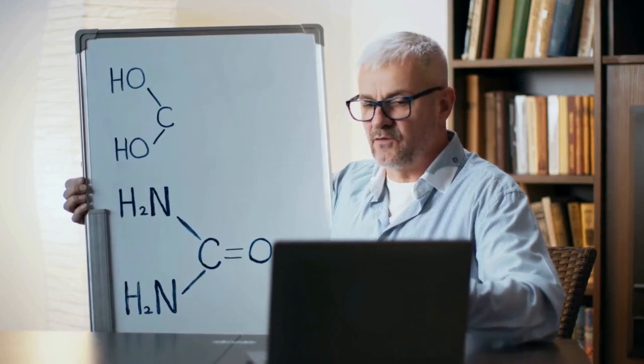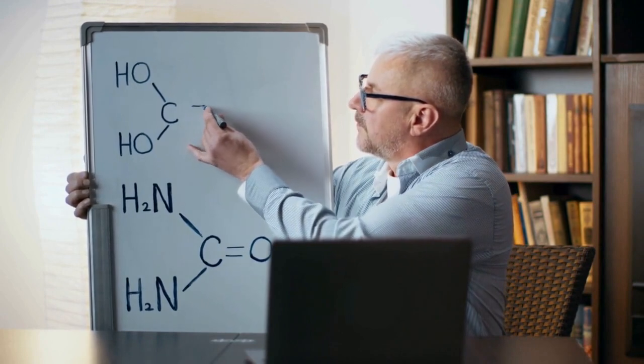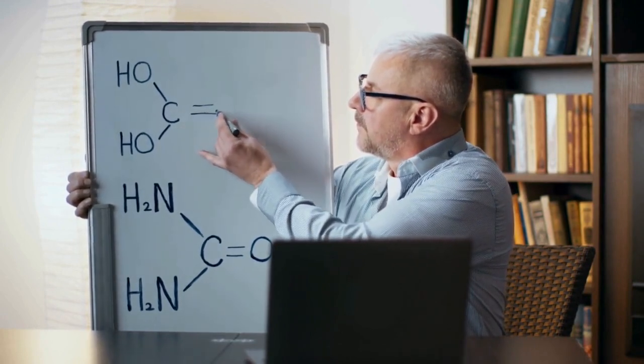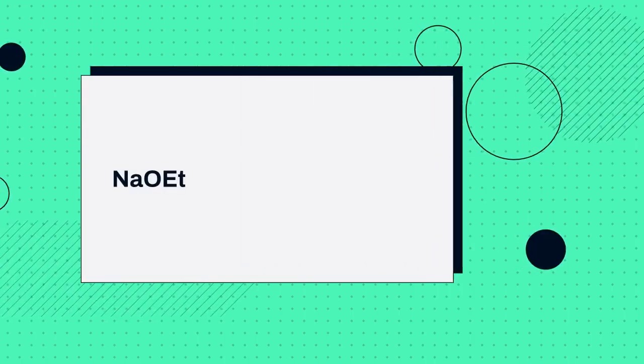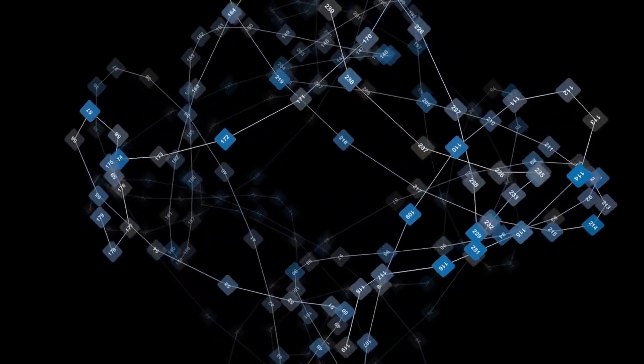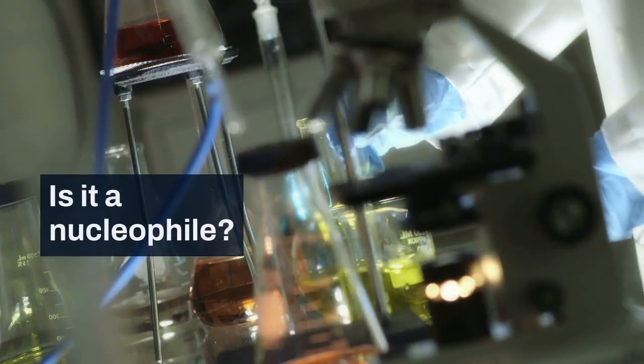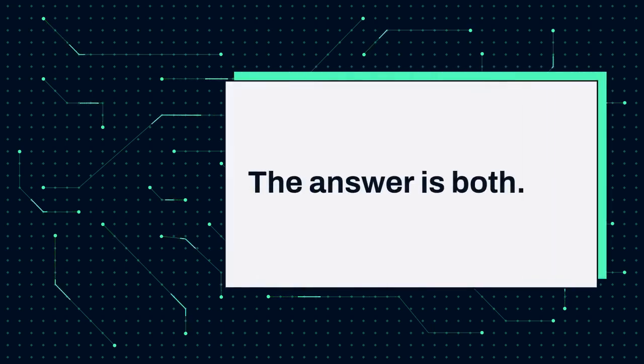Hello everyone and welcome. Today, we are going to demystify a very common reagent you will constantly encounter in your organic chemistry course, NaOEt. You've probably seen it written over a reaction arrow and wondered what exactly it does. Is it a base? Is it a nucleophile? The answer is both, and by the end of this video, you'll understand when and why it chooses each role.